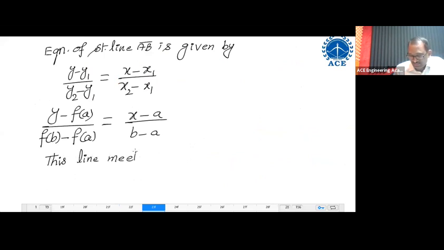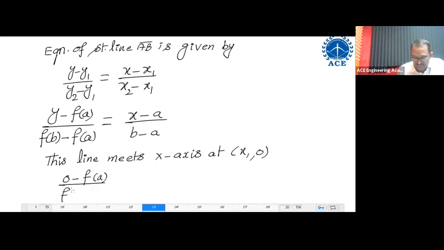This line meets the x-axis at x1 comma 0. X coordinate x1, y coordinate 0. Substitute: 0 minus f of a by f of b minus f of a. X coordinate is x1 minus a by b minus a.